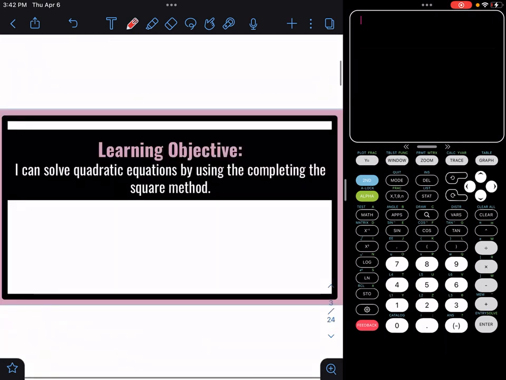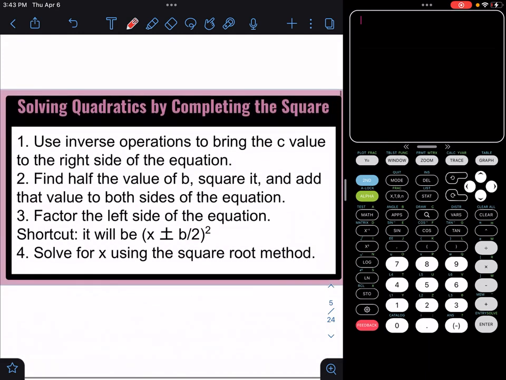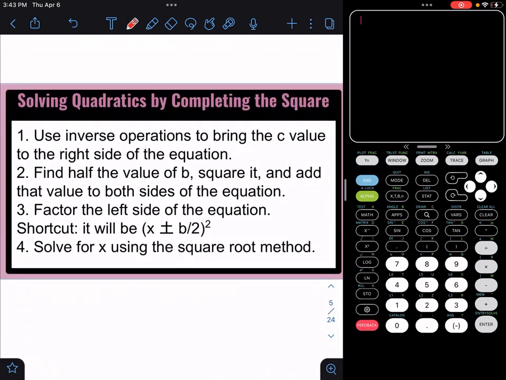Alrighty, so today we are going to learn how to solve quadratic equations by using the completing the square method. So let's look into this. We are going to use our inverse operations to bring the c value to the right side of the equation. So we're not going to want it to equal 0, we're going to want it to equal whatever the c value is. Then we're going to find half of the b value, square it, and add that to both sides of the equation. So that's going to be the plus the square that we add to both sides.